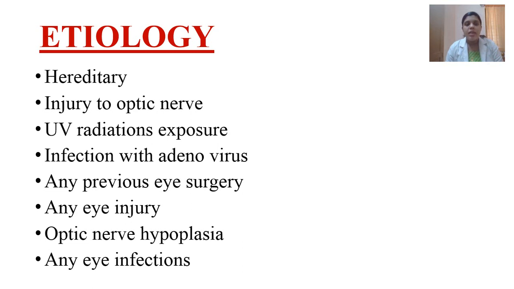Let's see the etiological factors. In the etiology, it is believed that the disease can develop because of heredity, injuries to the optic nerve because it is responsible for vision, UV radiation exposure for a long period of time, and infection with the adenovirus, which can cause serious infections in the brain as well as the optic nerve. If the child has undergone any previous eye surgeries or eye injuries, at the same time any optic nerve hypoplasia or other active eye infections. These are all the major etiological factors considered for the development of refractive errors in the eye.